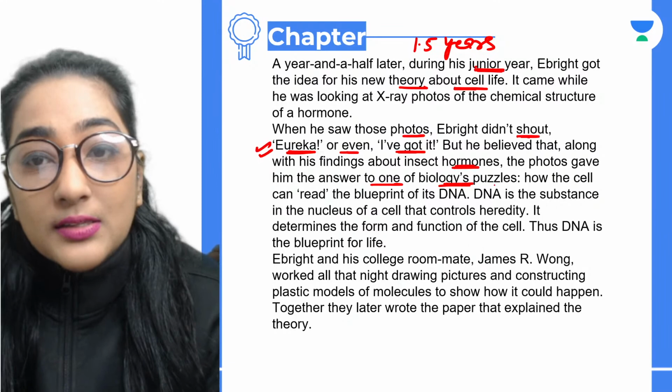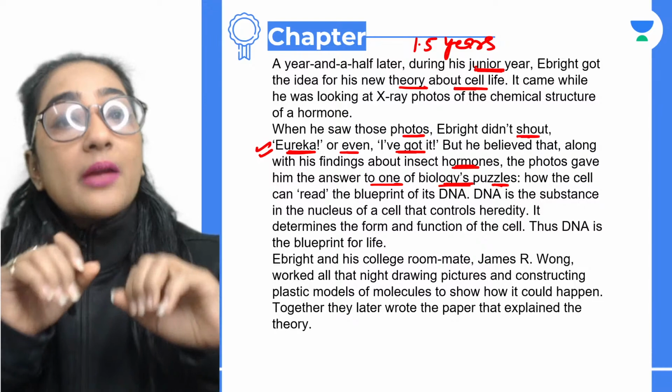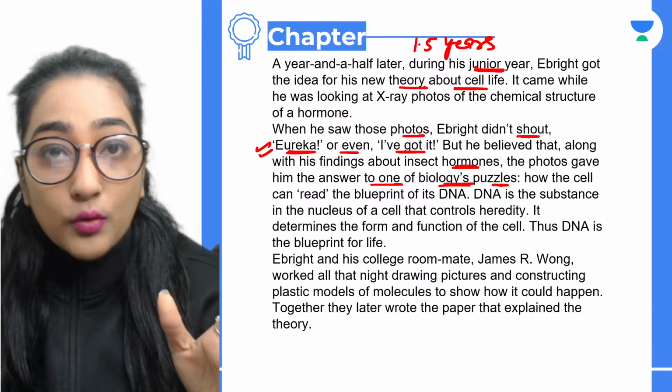biology's puzzles. So, अब उसको finally answer मिल गया था कि cells, मतलब theory of cells से क्या life कैसे divide हो रही है, कैसे बन रही है. Okay, so ये सबसे बड़ी एक puzzle थी biology में. ये एक बहुत important discovery थी, which was talking about life.